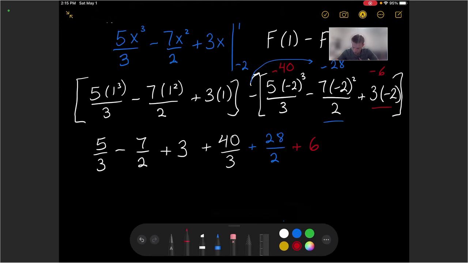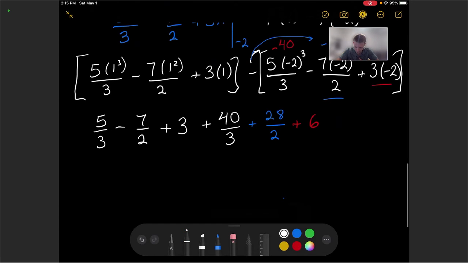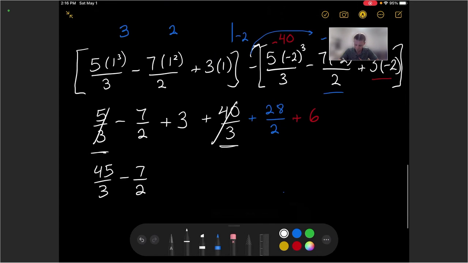So let's continue our process here. We have some fractions with like terms, so we'll add these. 5 and 40 become 45 over 3, which actually happens to be really nice. And we'll work with that later. We still have negative 7 over 2. We'll have plus a 3. And we have a 6. And notice that 28 over 2, that's going to be a 14. So 14, 6, 3 are all going to give me 23.